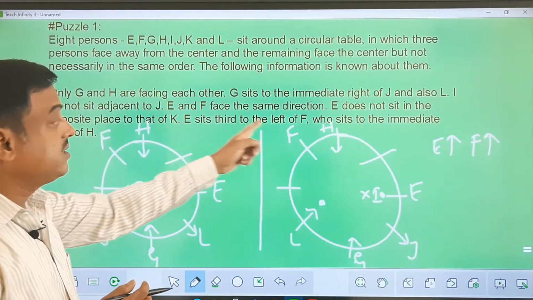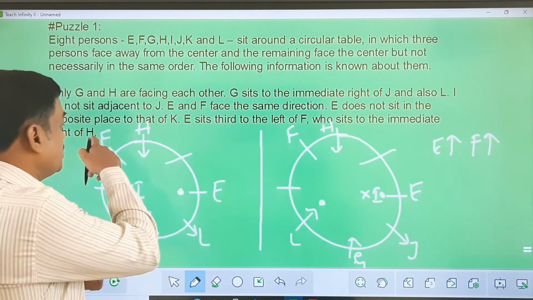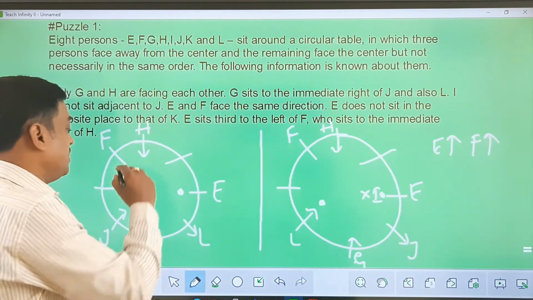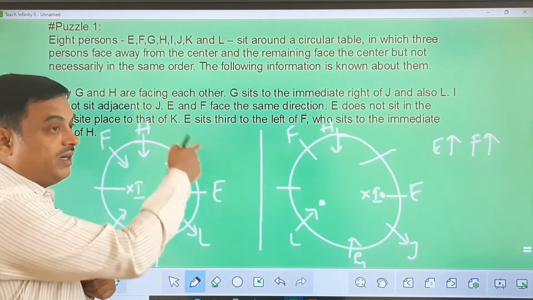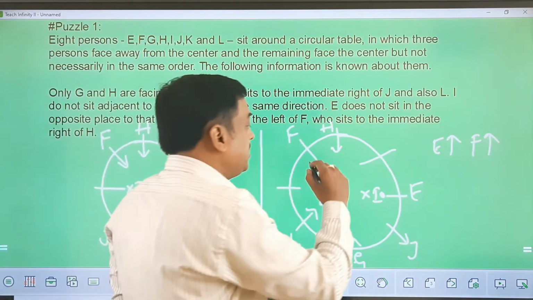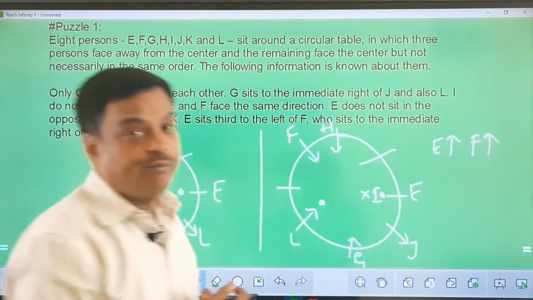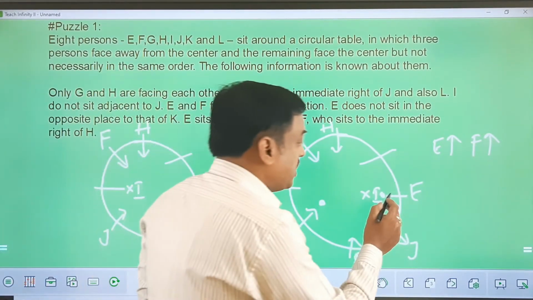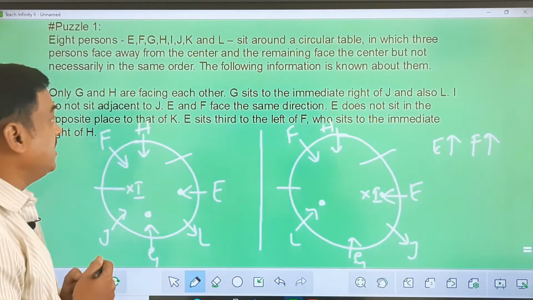Now E is third to the left of F. Left of F. He should come left of F. So from this side it is left. So this person have to face the center. If he is facing center, then third left would come over here. Same thing here, third left. Now I'll utilize this point. E and F both are facing the same direction. So I can say E is also facing the center, and here again E is facing the center.